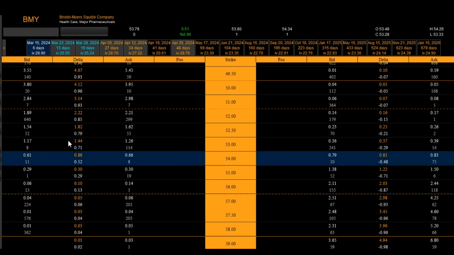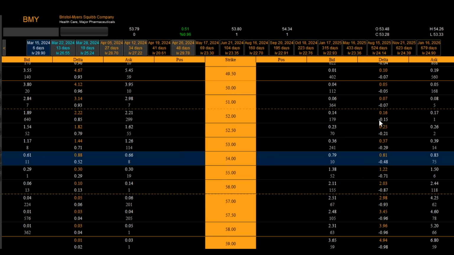So if you've got a delta of 71 on an option that you take, if the stock moves $1, your option price is going to go up about 70 cents. All right, so this is what the option chains look like. This is what you'll be working with when you're doing puts and calls.